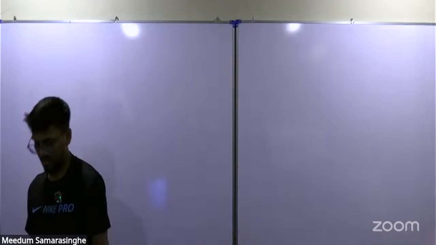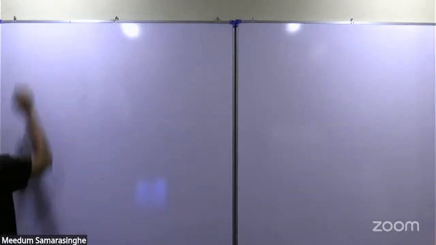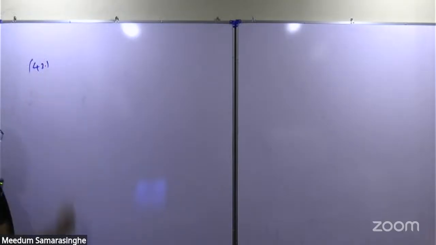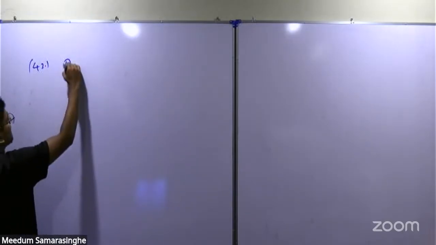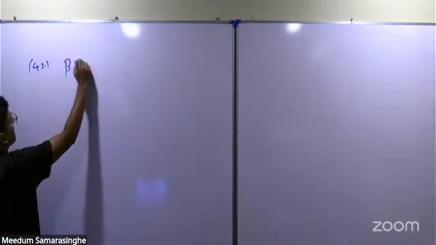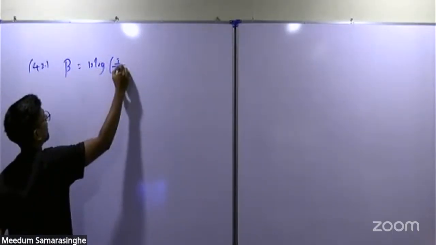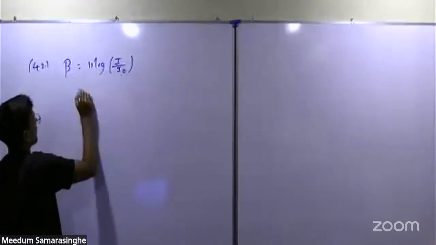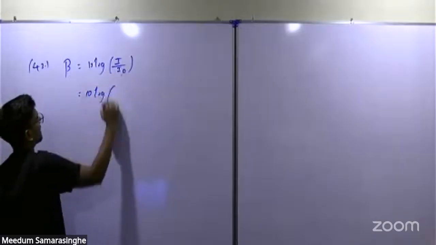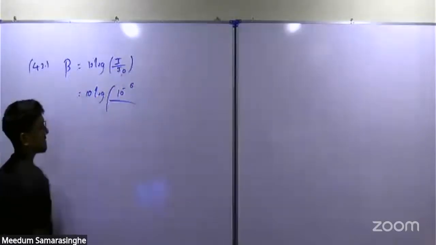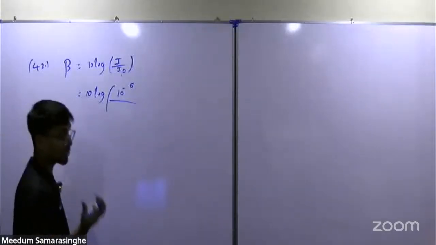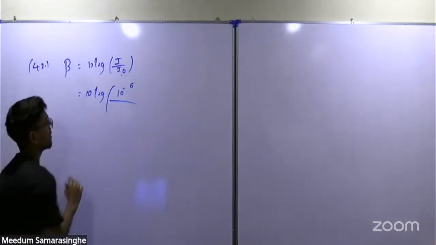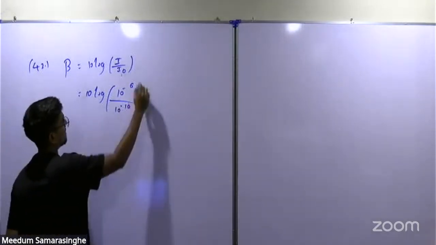Can you remember? There is a formula. This is the 40-second question. So intensity level is what? 10 log I over I naught. I is the intensity of the sound, I naught is the threshold. Here, the intensity of the sound is 10 to the power minus 6 and the frequency of the sound is 250 hertz. For the 250 hertz sound, the threshold is not 10 to the power minus 12, that is 10 to the power minus 10 from the graph.